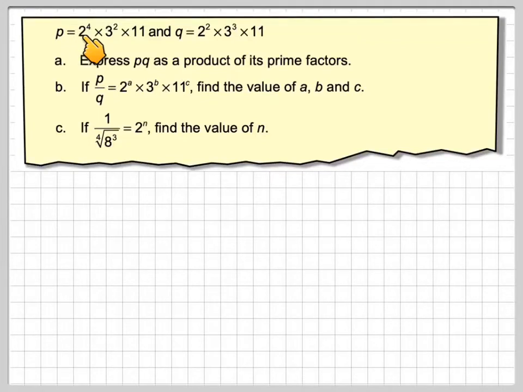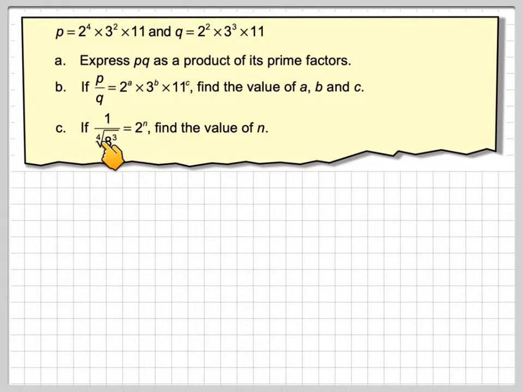Here we have that p is 2 to the 4 times 3 squared times 11, and q is 2 squared times 3 cubed times 11. Express pq as a product of its prime factors. If p over q is 2 to the a times 3 to the b times 11 to the c, find the value of a, b, and c.